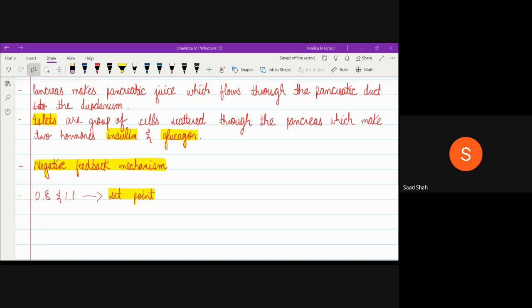Miss, what is the unit of the set point? Unit of set point? 0.8, what does it measure? So you are asking me for the units of blood glucose concentration. Yes. Let me write it here. It's basically in milligram per deciliter.